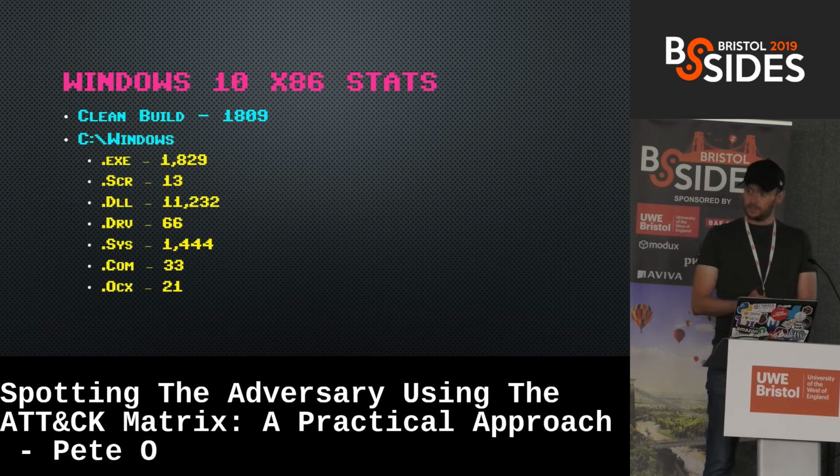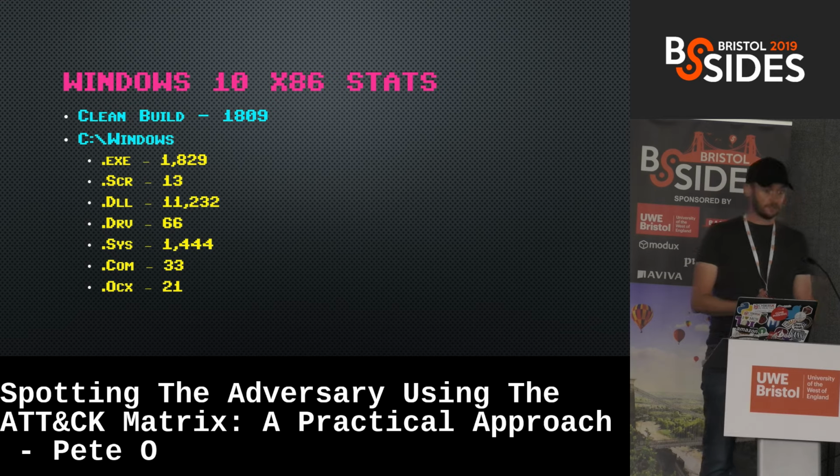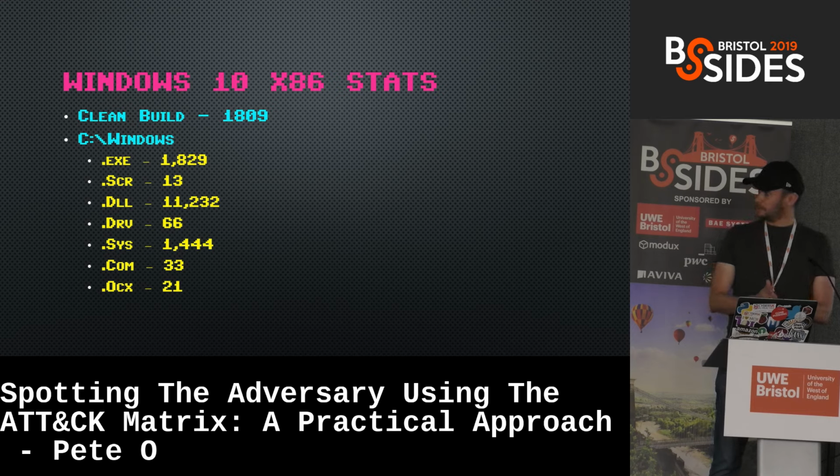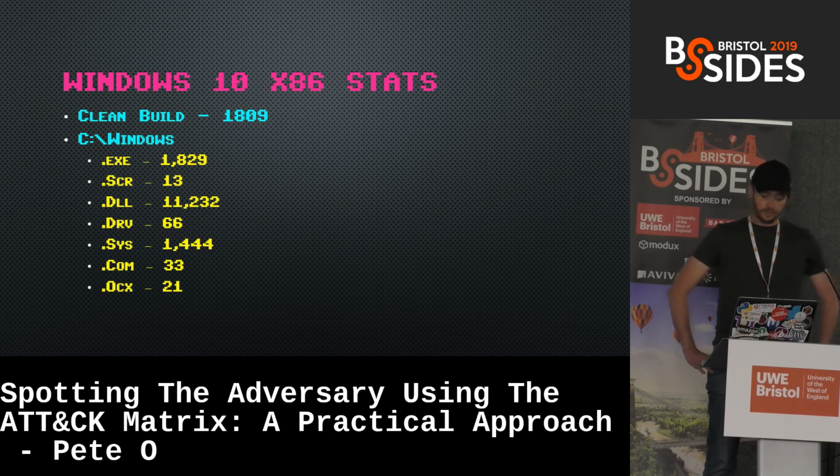So simply focusing on Windows endpoints, just looking at a clean build of Windows 10, 32-bit version, you can see from this illustration that there are a lot of EXEs, DLLs and a few COM files. And this doesn't include the Program Files folder or any other custom installed applications. So why am I bringing this up?